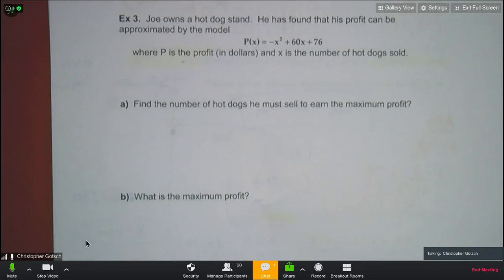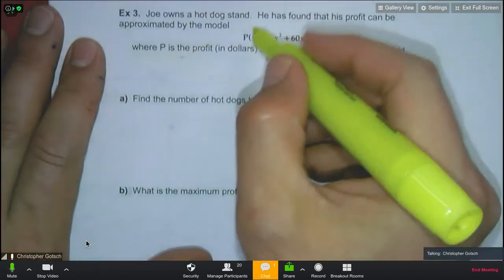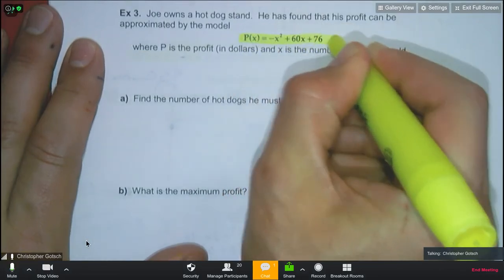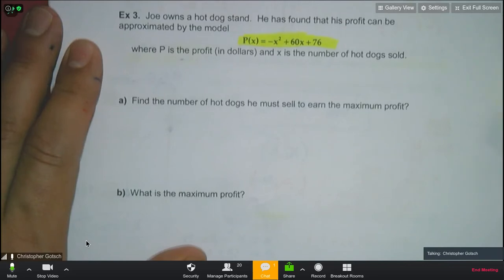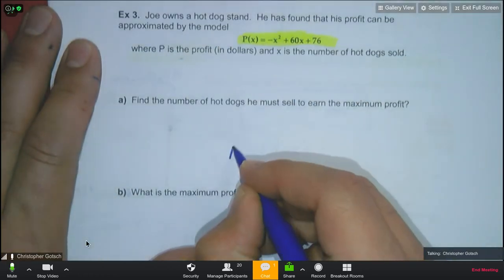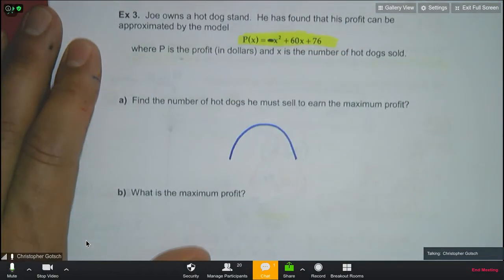So last but not least, I've got number 3. Joe owns a hot dog stand. He says he has found that the profit can be approximated by this model. So this is his profit function. Now, graphically, I know what this looks like. Smiley face or frowny face? Frowny face. It's a frowny face because that leading coefficient is negative, right?